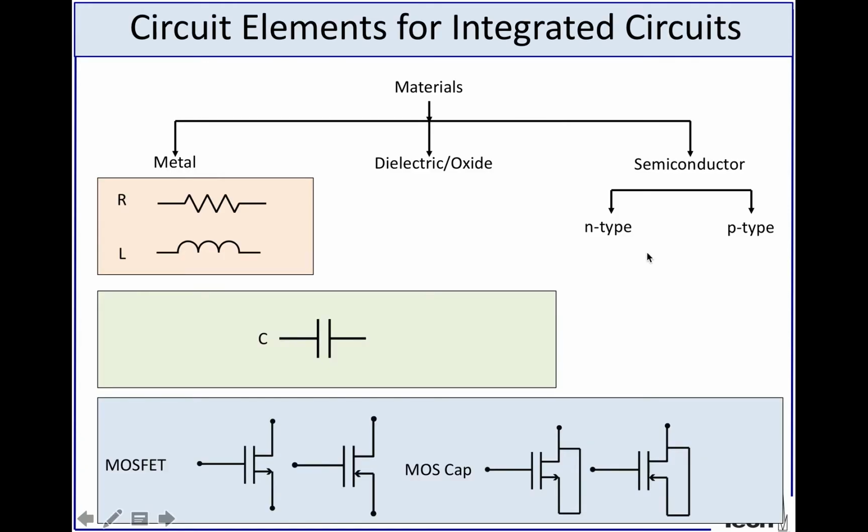All right, so again one of the slides that we have previously shown. In integrated circuits we have three kinds of materials: metals, oxides and semiconductors. And for MOSFETs, we need all three of these material systems, including both N-type and P-type semiconductors.